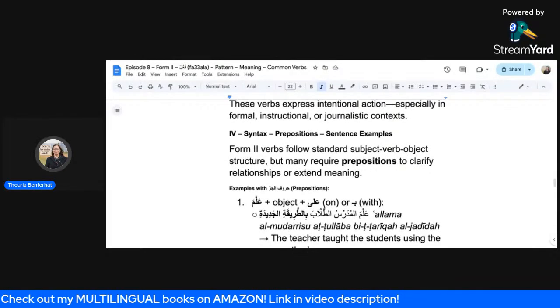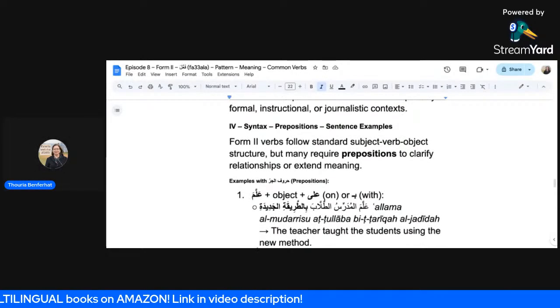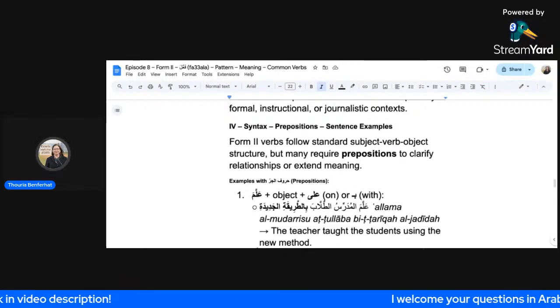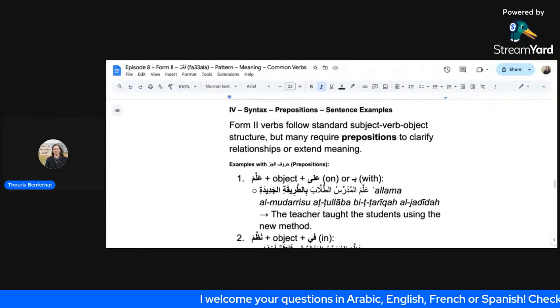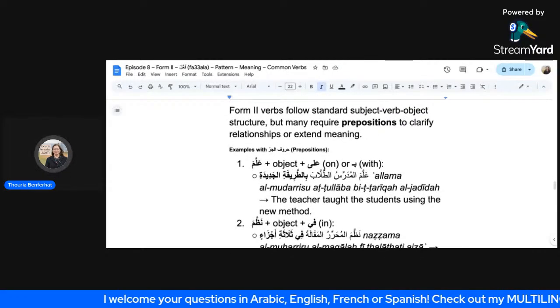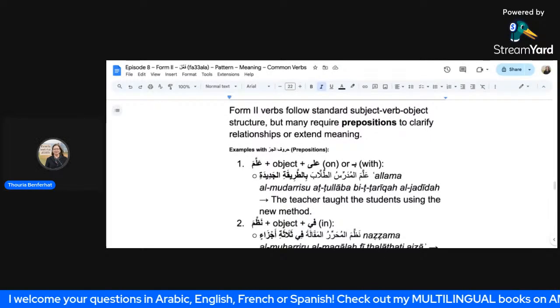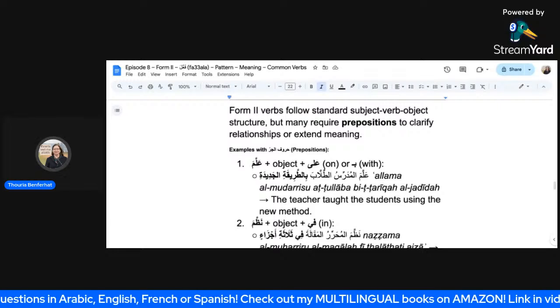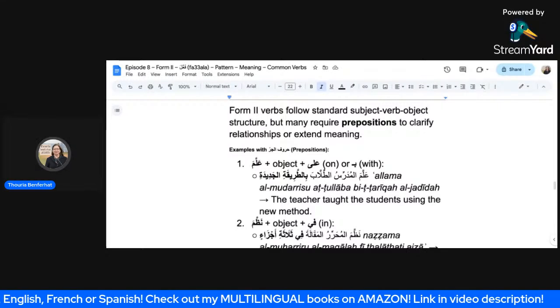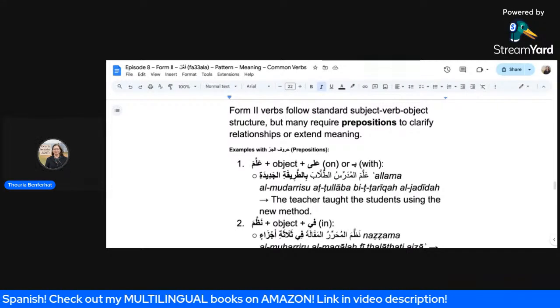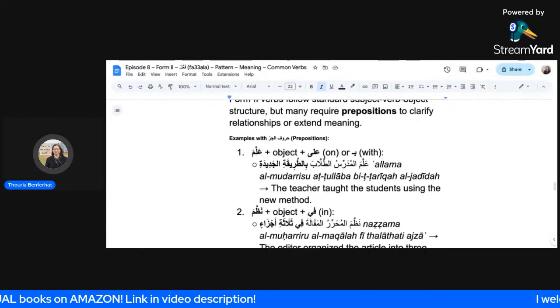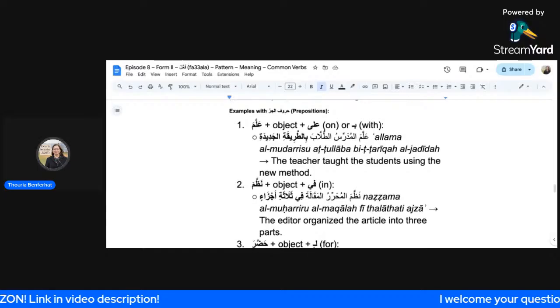And let's look at them in sentences. So in this part, we're going to deal with syntax and prepositions in sentence examples. Form 2 verbs follow standard subject-verb-object structure, but many require prepositions to clarify relationships or extend meaning. Examples with huruf al-jar prepositions.